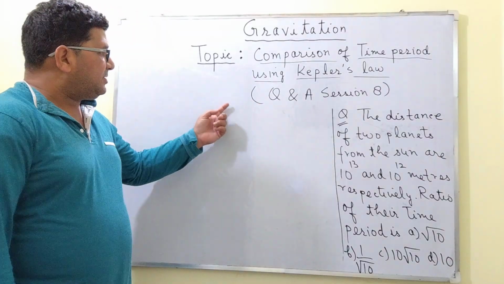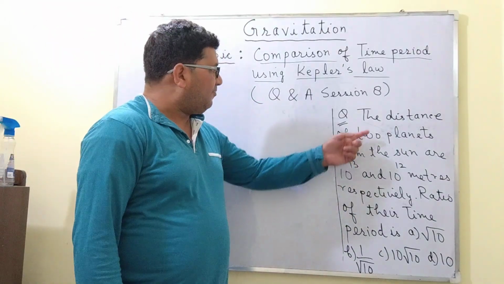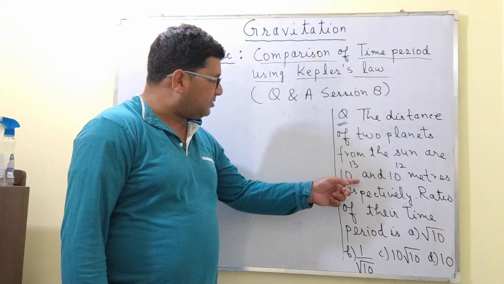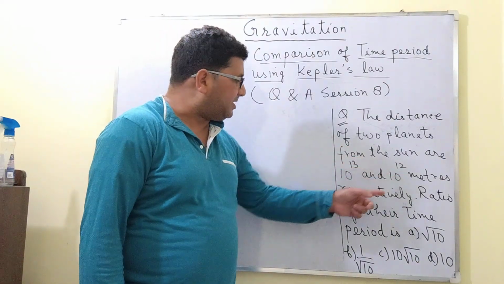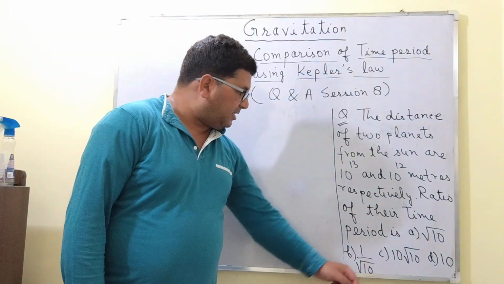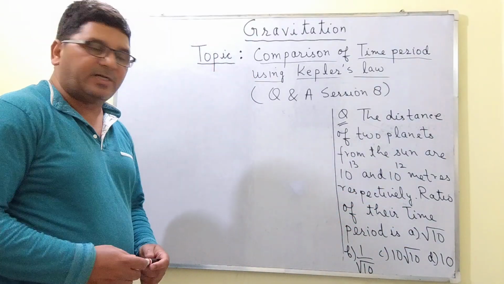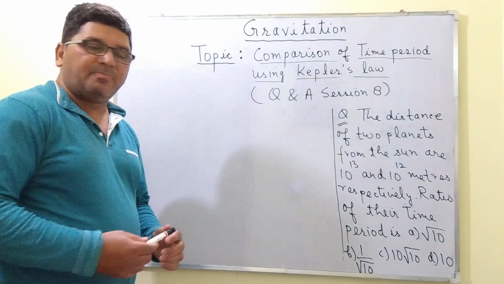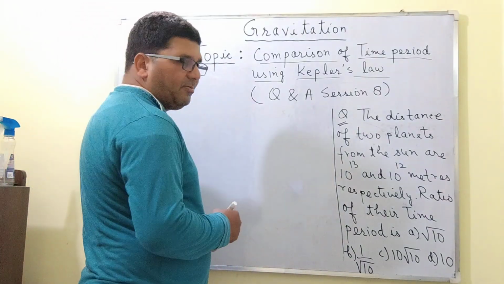So the question for this session is written here on this board. The distance of two planets from the sun are 10 to the power 13 and 10 to the power 12 meters respectively. So the ratio of their time period is, and here we have been given 4 options and we have to find the correct one. Now this question was asked in the CBSE All India Pre-Medical Test in the year 2012.